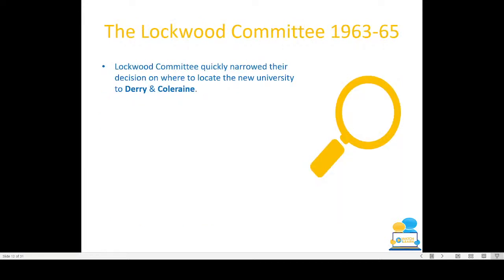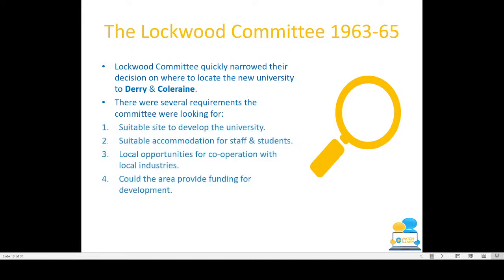So the Lockwood Committee quickly narrows their decision on where to locate this new university. They picked 2 possible sites, Derry or Coleraine. The Lockwood Committee was looking for several requirements for these 2 sites, characteristics that would be the ideal situation to build a new university. They were looking for a suitable site to develop the university, suitable accommodation for staff and students, and local opportunities for cooperation with local industries.